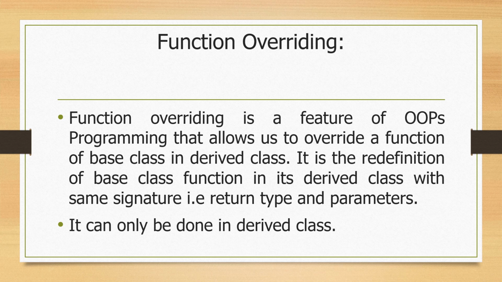Function overriding is a feature of OOPS programming that allows us to override a function of the base class in the derived class. That means we are using the concept of inheritance, right? We are having a function in the base class and we are redefining that particular member function of the base class in the derived class. So it is the redefinition of a base class function in its derived class with the same signature. What does it mean? That means having the same return type and the same parameters that we are using in the base class.